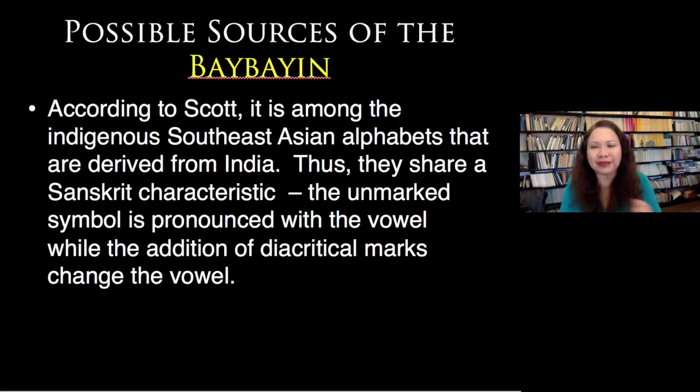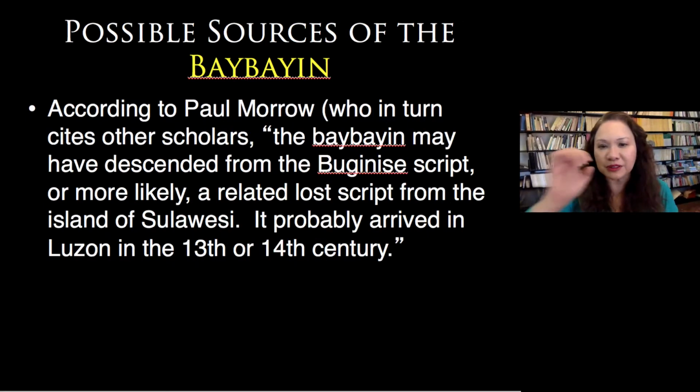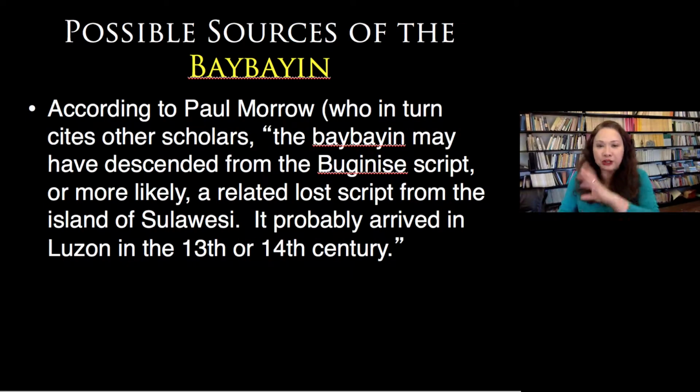So, let me put it in simpler terms. There is the symbol. If you see the symbol, you pronounce it with a. So, for example, ba. And then you put a diacritical mark, so it becomes bi or be. Or then you put the diacritical mark somewhere else and it becomes bo or bu. Let's look at some examples. Okay? But first, let's look at other possible sources of the Baybayin.